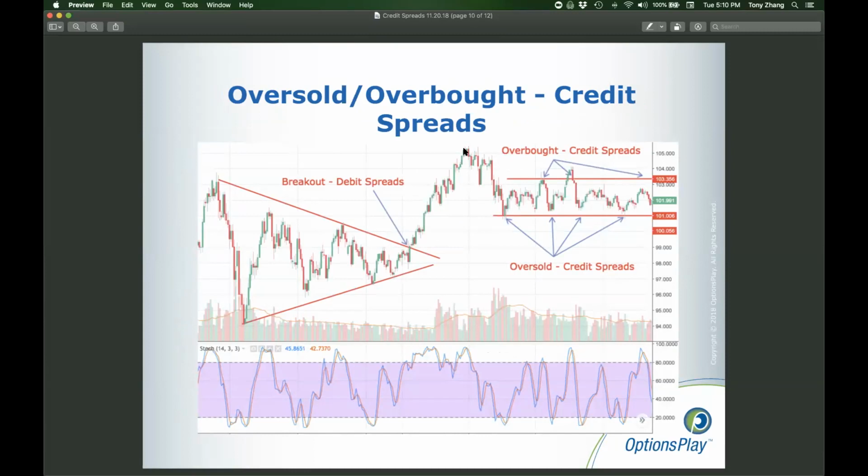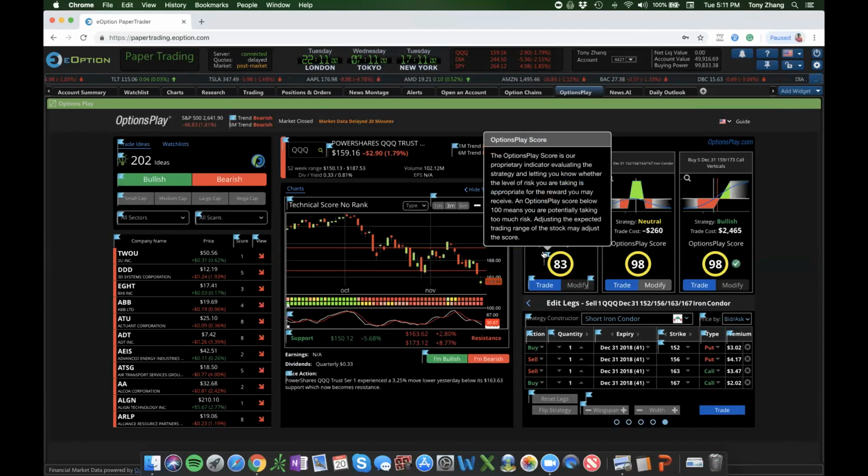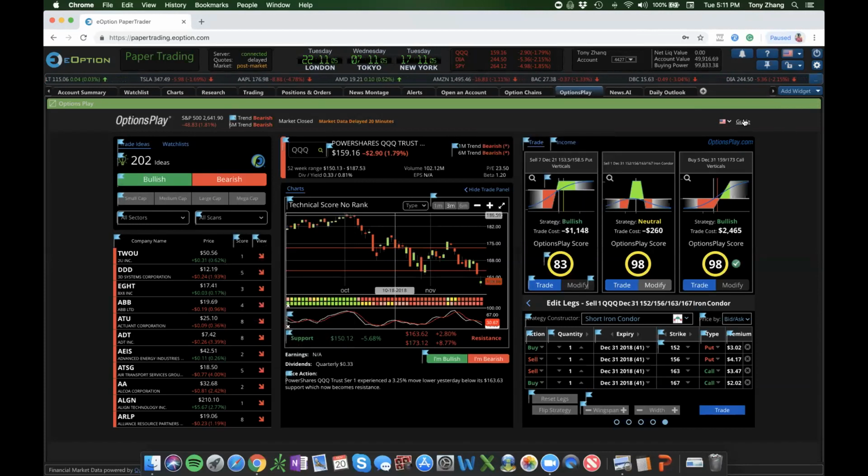Is there a set of instructions for using OptionsPlay and how to find things and what to do and what things mean? Great question. So we have a button here on the upper right-hand corner that's called Guide in OptionsPlay. You can click on that if you want to know what the OptionsPlay score is, what the technical score is. So all of that is included for you in the Guide button on the upper right-hand corner.